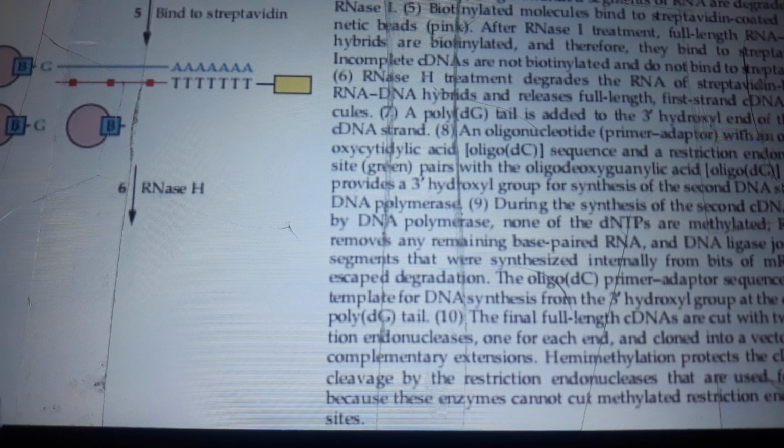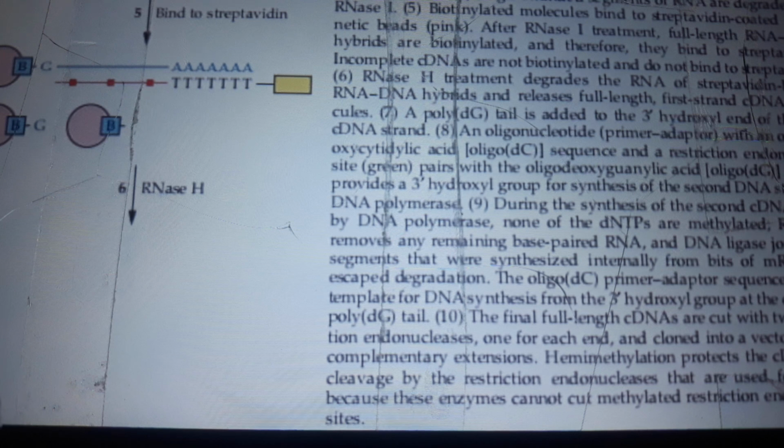Six, the RNase H treatment degrades the RNA of streptavidin-bound RNA-DNA hybrids and releases full-length first strand cDNA molecules. Seven, a poly-dG tail is added to the 3' hydroxyl end of the first cDNA strand.